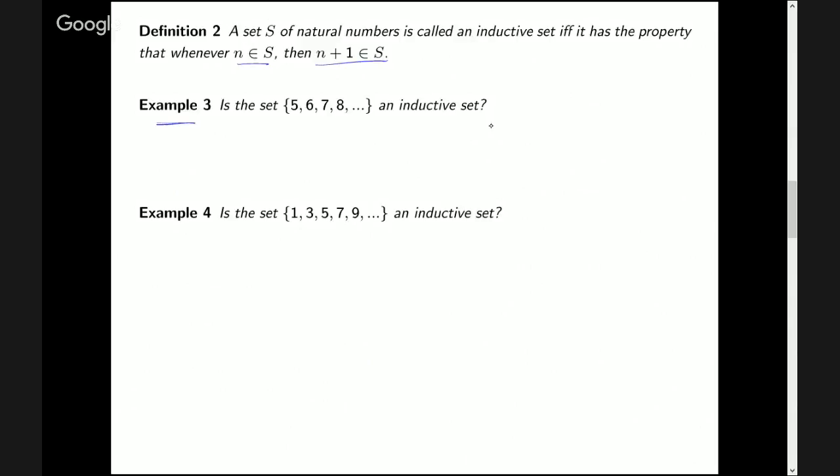Why is this one inductive? Because 5 says 6 is in there, 6 says 7 is in there, 7 says 8 is in there, and it keeps on going. It doesn't have to start at 1. To be inductive, it doesn't have to start at 1.